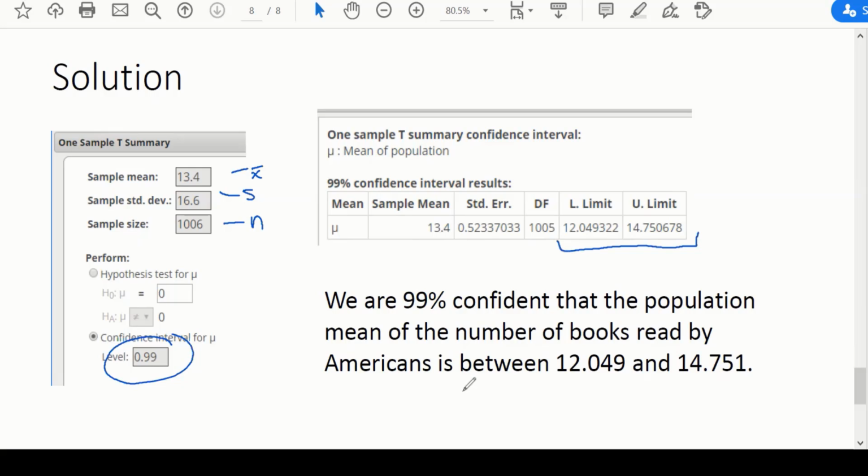So we are 99% confident that the population mean of the number of books read by all Americans is between 12.049 and 14.751. We're going to generally round it to 3 decimal places unless we're asked for something else. Any questions?